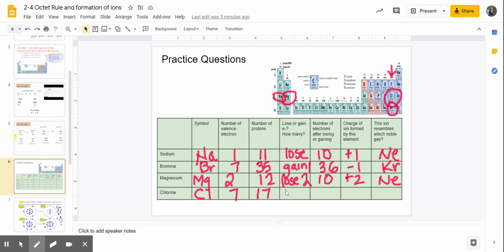Just like bromine, it'll gain 1 so that it can have an octet. And the final number of electrons after gaining 1 would be 18. So with one more electron, it's going to become a -1 charge. And with 18 electrons, the noble gas would be argon. So the answer here is Ar.